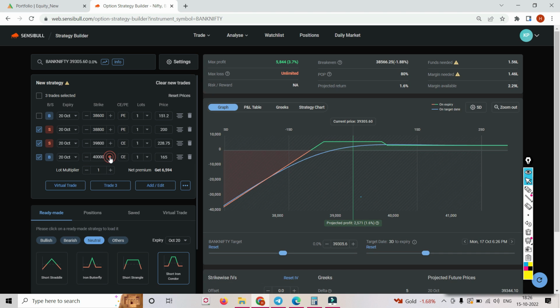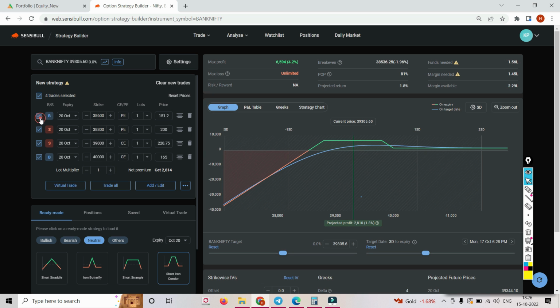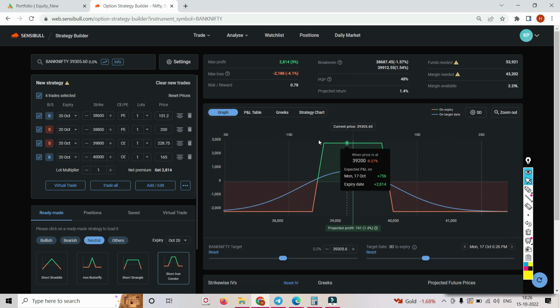One second, that's it, right? I get huge profit, 4% profit if the market stays sideways, and even if it goes mild bullish, my profit is still like 2% or 1.5%. This is nothing but your jade lizard. If you add this, it is nothing but your iron condor.